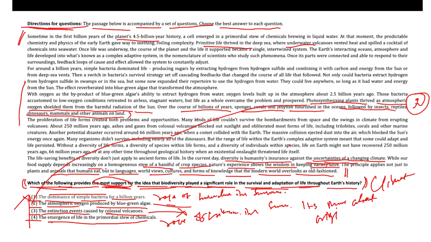So hence, of these options one, two, three, four, option two makes the most supporting idea that biodiversity played an important role in the survival and adaptation of life. So options three, four, and one are eliminated on the basis of irrelevant, disrupting, and extra information presented in them. I hope you understood.